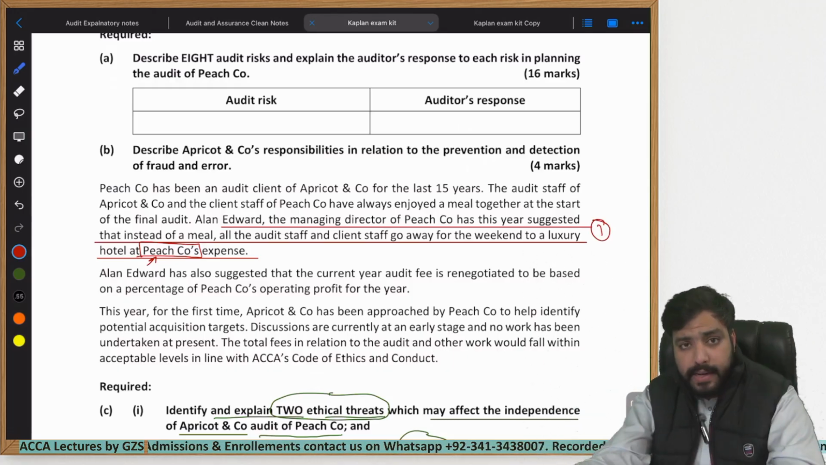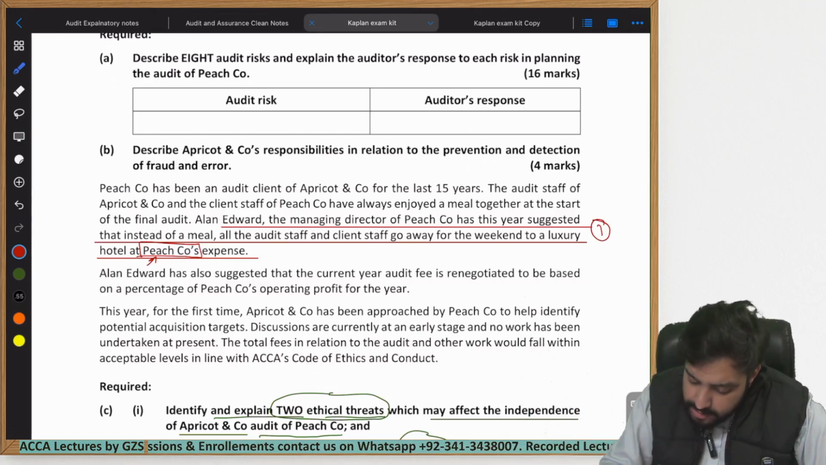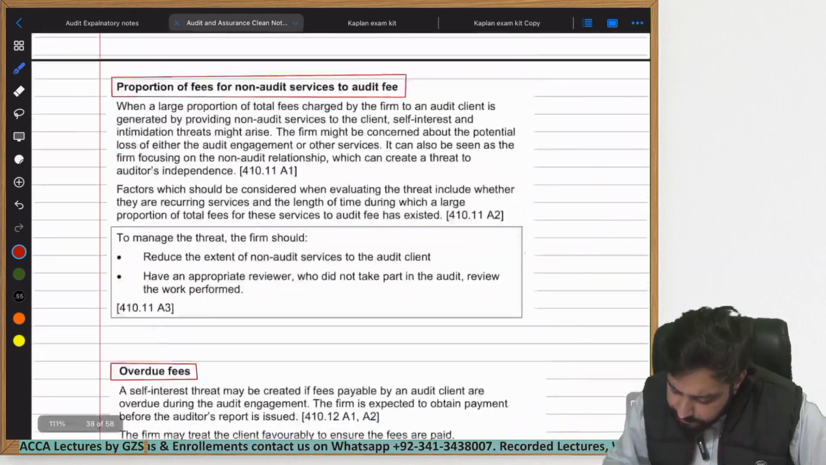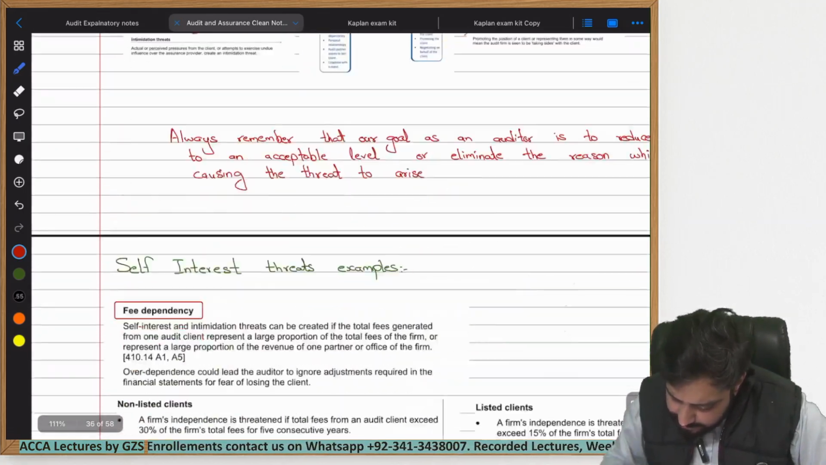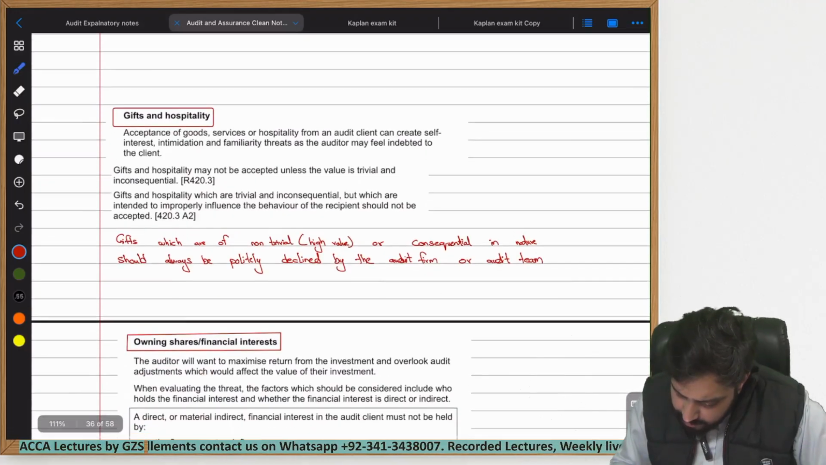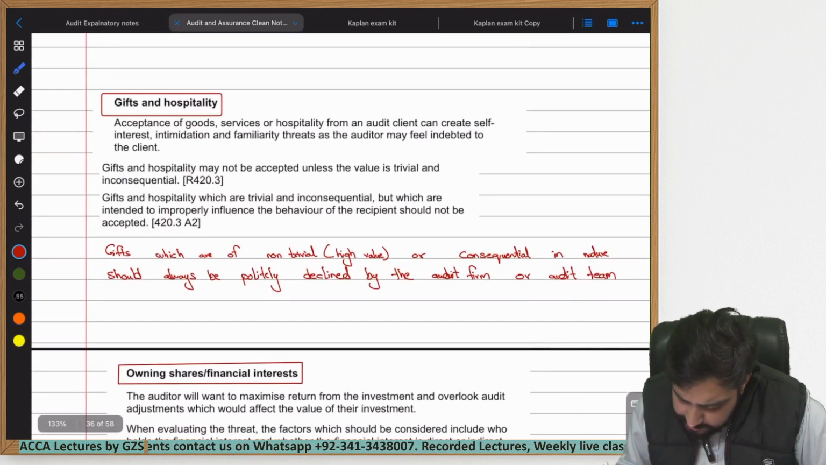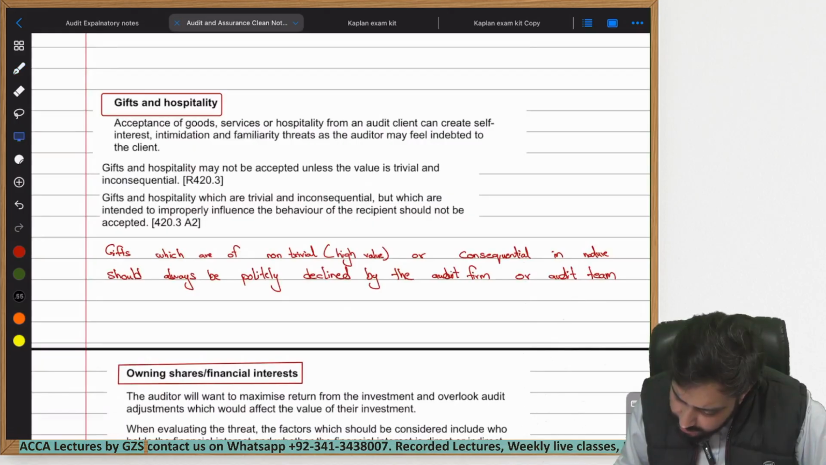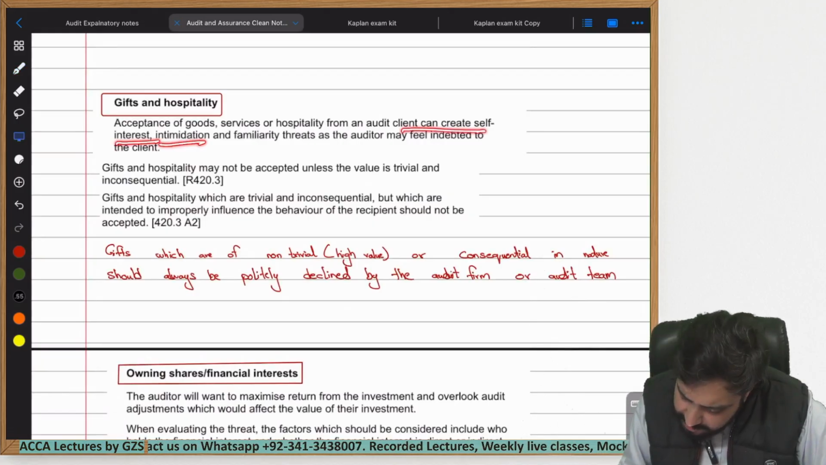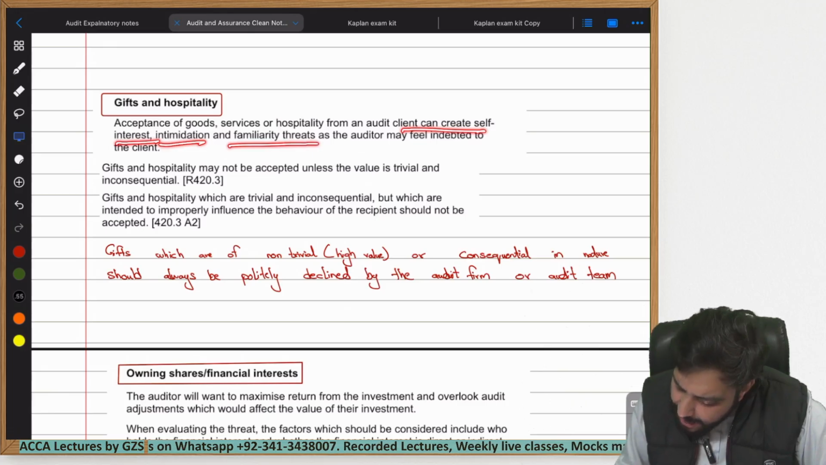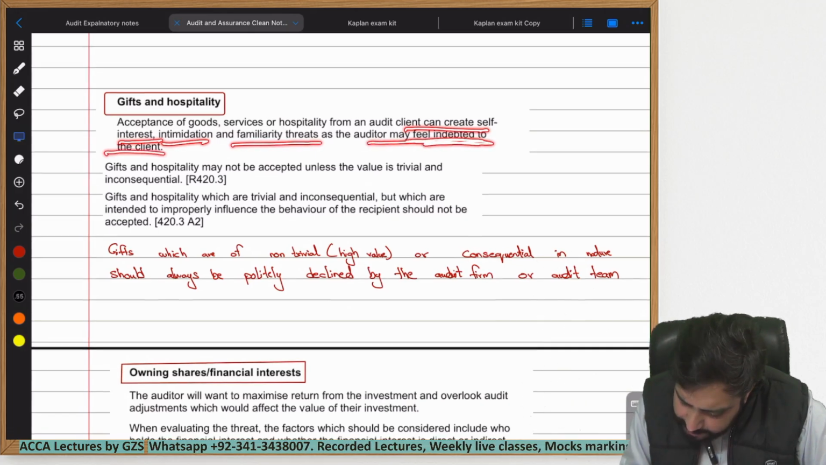What were the words used specifically within the gifts and hospitality threat? The words were: acceptance of goods and services that are of a non-trivial amount can create self-interest, intimidation and familiarity threats, as the auditor may feel indebted to the client.